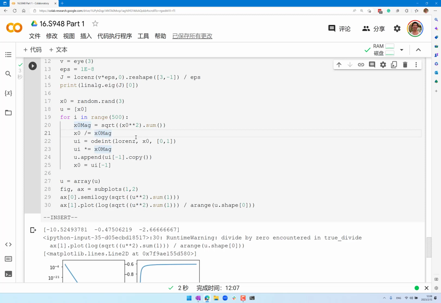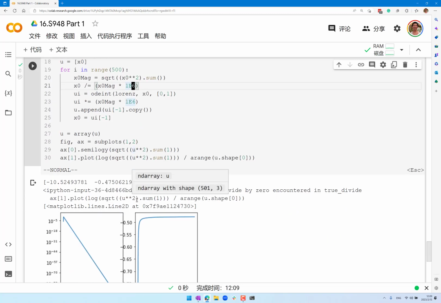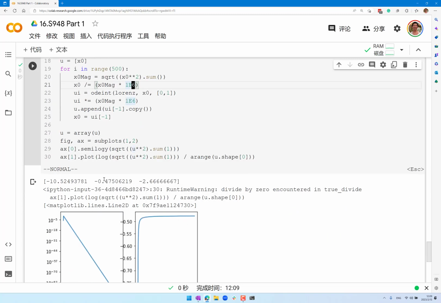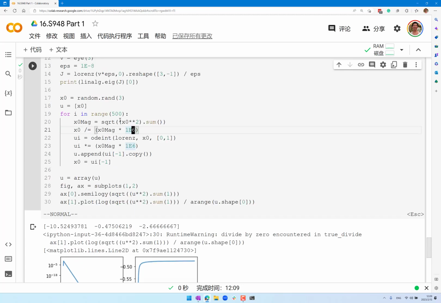So what am I doing here? Instead of making the magnitude of x0 to be 1, I'm making the magnitude of x0 to be 10 to the minus 6. Now we are computing something close to this. Why did that work?